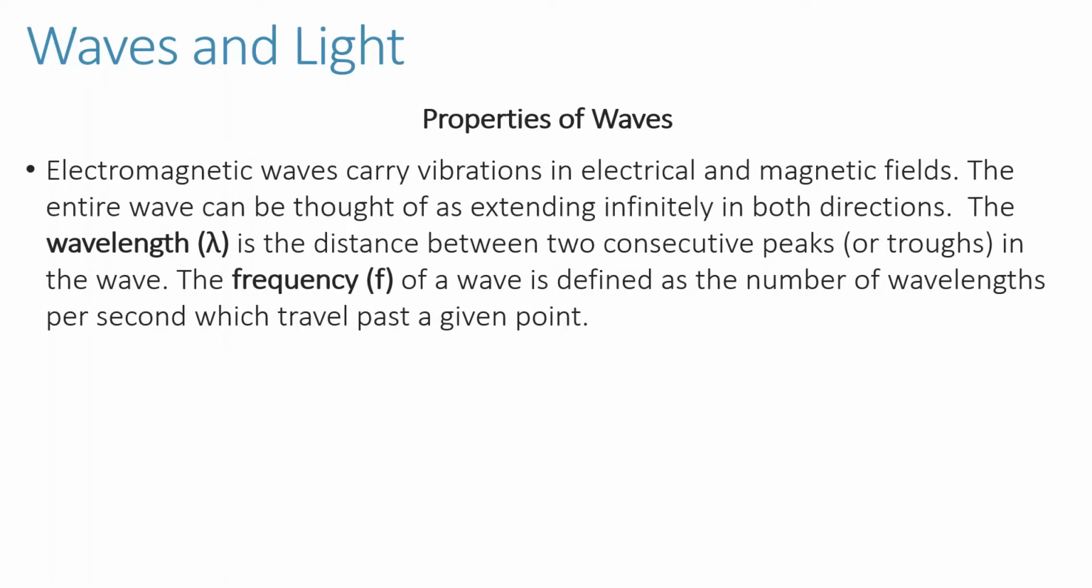So the entire wave can be thought of as extending infinitely in both directions. The wavelength is the distance between two consecutive peaks or troughs on the wave. The frequency of a wave is defined as the number of wavelengths per second that travel past a given point.